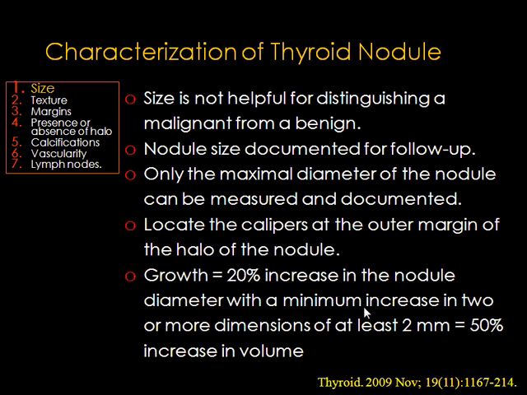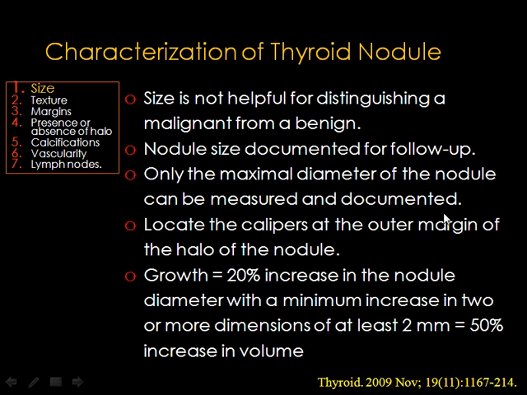The size of the thyroid nodule is not helpful to distinguish a malignant from a benign nodule. The nodule size should be precisely documented for the purpose of follow-up. Although in principle the size of the thyroid nodule should be measured in all three dimensions, often only the maximal diameter of the nodule is measured and documented. When measuring the nodule, it is advised to place the calipers at the outer margin of the halo of the nodule.